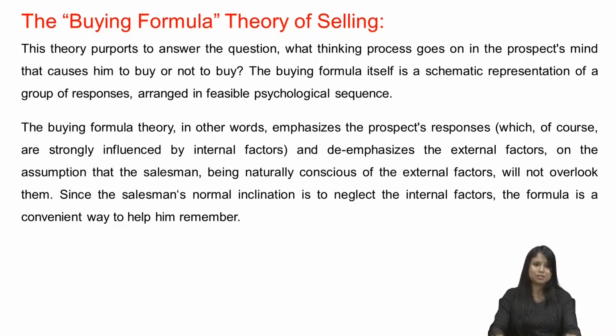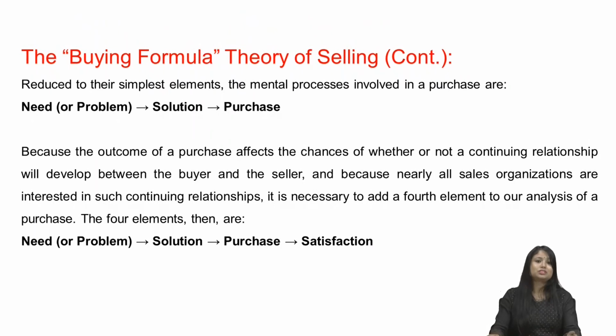Since the salesman's normal inclination is to neglect the internal factors, the formula is a convenient way to help him remember. So the first thing we need to know, reduced to the simplest elements, is the mental process involved in a purchase. The first one is a need, or a problem, right? Right now I need a car, or I need a dress, or I need a denim. So this is a need, and then a solution.